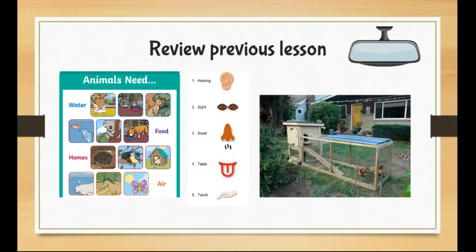In our previous lessons, we've learned that all animals and plants need water, food, homes, and air, and they keep themselves safe by using their senses. Last week, we looked at the features of a chicken coop. This week, you will use all of these ideas to make sure you can use your checklist.